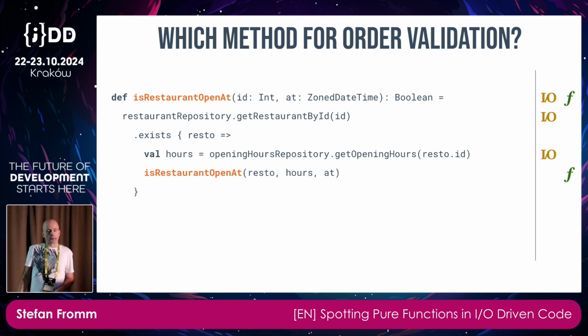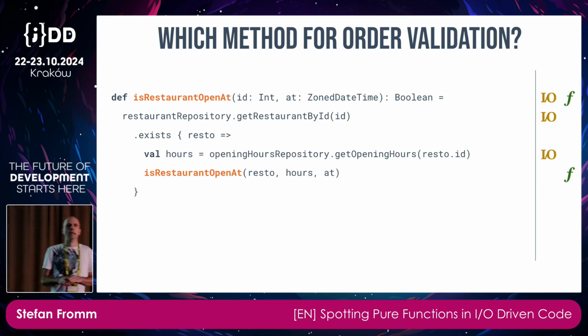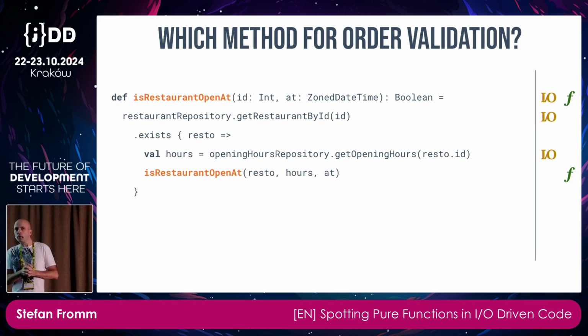So we will implement another endpoint for ordering food. The question is, we want to reuse the logic of checking if the restaurant is open or not. Which of these both methods that are in orange, which one do we use? The outer one or the inner one? Who's for the outer one? And who's for the inner one? Okay, I'm for the inner one too.